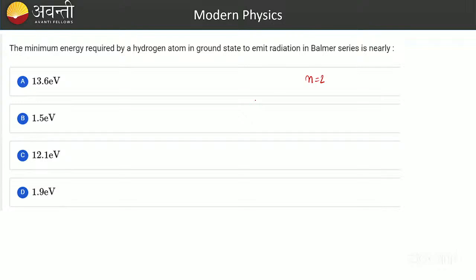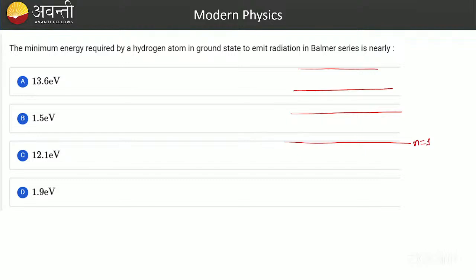Now, for ground state, we know, here I'm drawing this. For ground state, n is equal to 1.